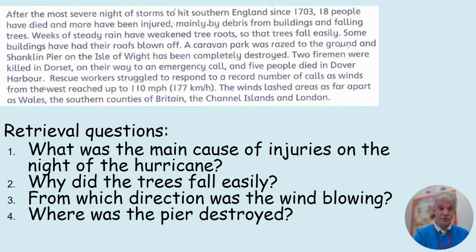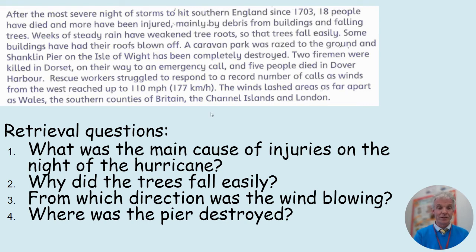The eye has been drawn down here. See that? There's a west. Let's just see if that is the right one. Go back to the beginning of the sentence. Rescue workers struggled to respond to a record number of calls as winds from the west reached up to 110 miles per hour. Which direction was the wind blowing? From the west. There you go.